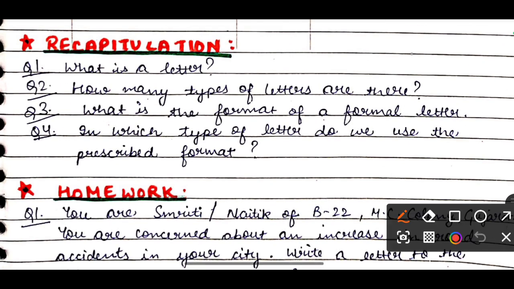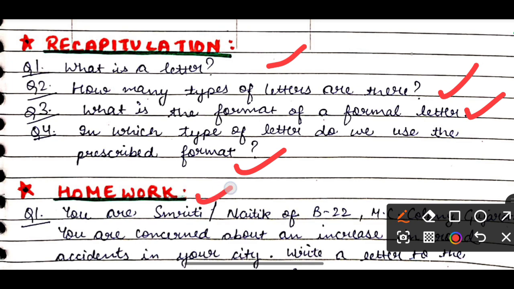After that, in our lesson plan we are going to write the next heading as recapitulation. Here we are going to ask a few questions to the students. Okay, that we write over here. What is a letter? Then how many types of letters are there? What is the format of a formal letter? Then in which type of letter do we use the prescribed format?